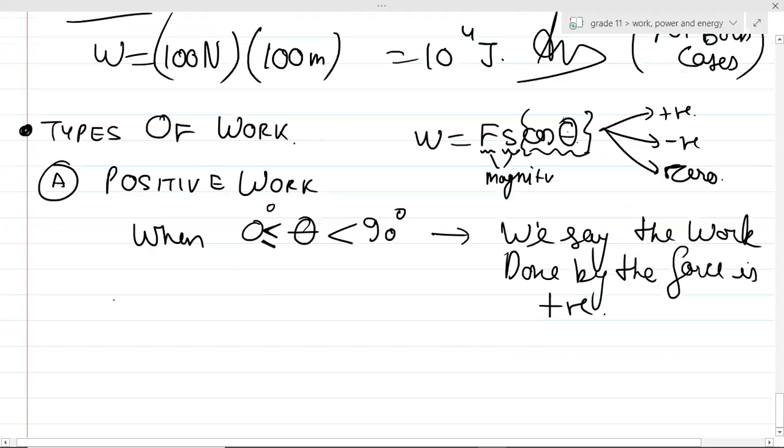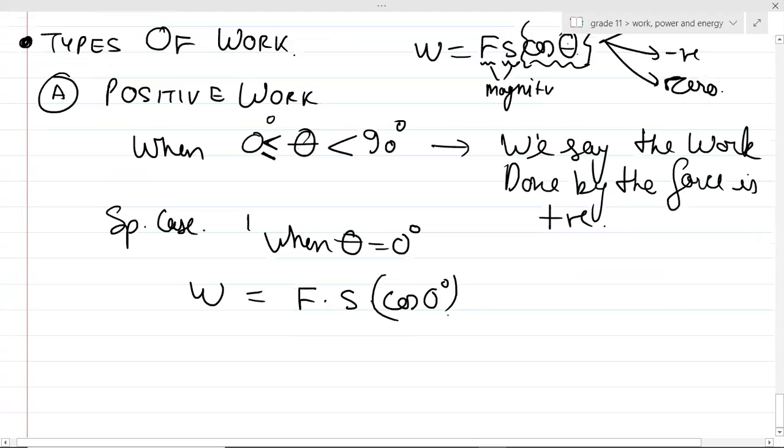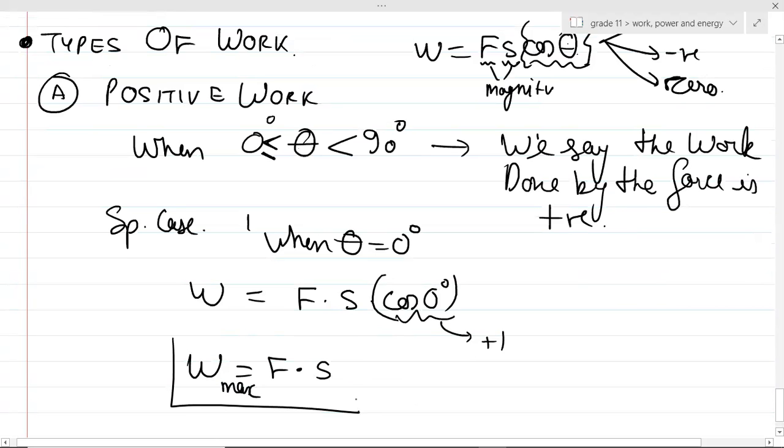Please remember, the special case is when theta is 0 degree. When theta is 0, you'll write work done is equal to F into S into cos 0. What is cos 0 degree? It is plus 1. So here the work done will be F multiplied by S, but please remember this work will be the maximum possible work. Why? Because cos theta has the maximum value of plus 1. So here the work done will be maximum by a force. Please write it.